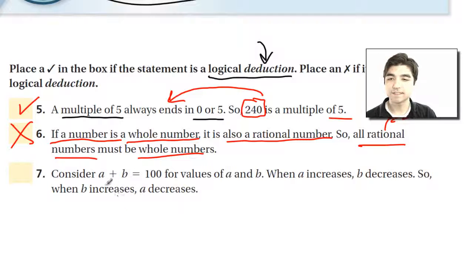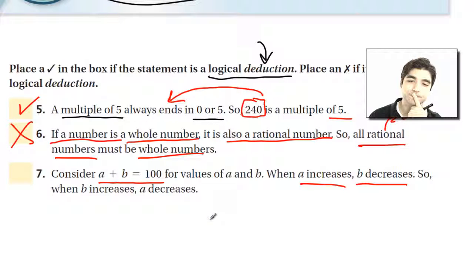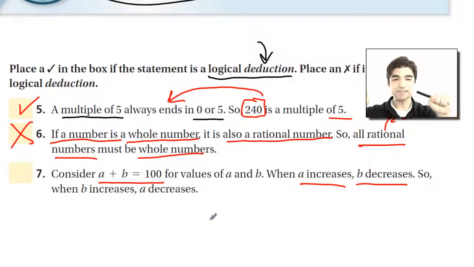So then it says consider a + b = 100 for values of a and b. When a increases, b decreases. So when b increases, a decreases. Is that true? So a + b = 100. When a increases, b decreases. So when b increases, a decreases.